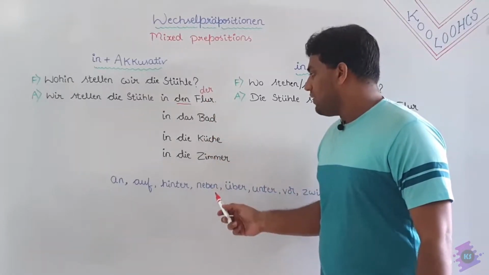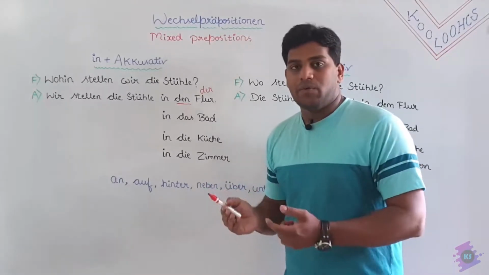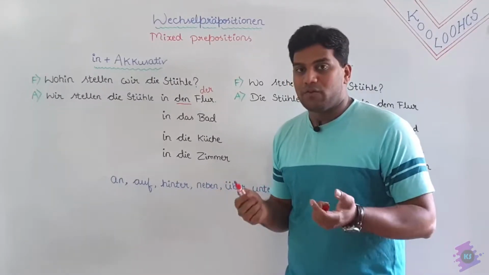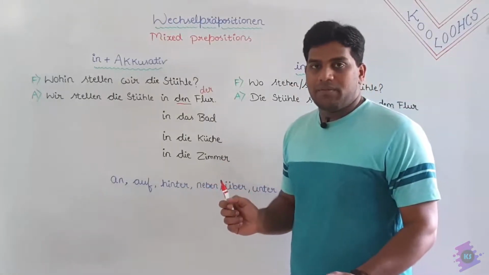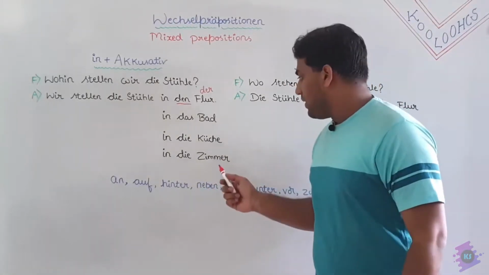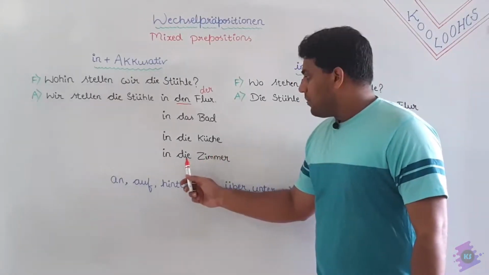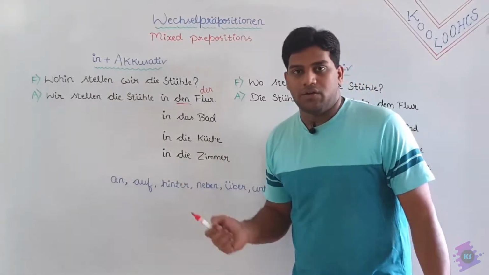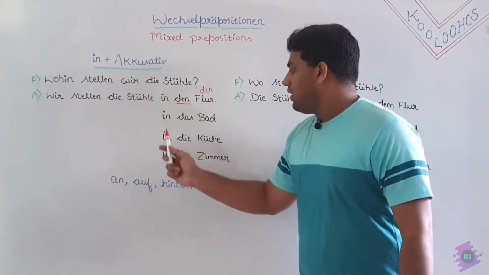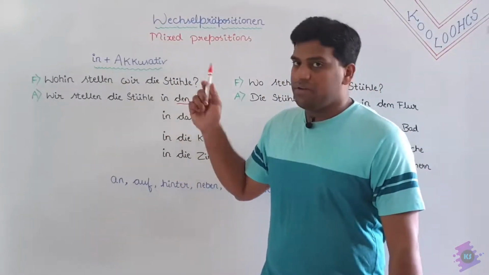Now masculine, neutral and feminine are over. Now the plural case, Zimmer. Zimmer has the article das in singular and die in plural. It is the same word. Zimmer means room or rooms. It is Zimmer itself. There is no change in the spelling for singular and plural. Here it acts as plural, okay, because it is die. So die Zimmer remains die in accusative. So we say wir stellen die Stühle in die Zimmer. So this is about mixed preposition in accusative case.